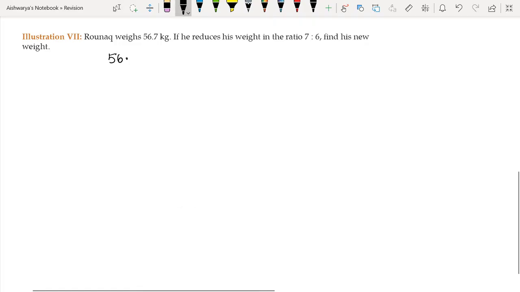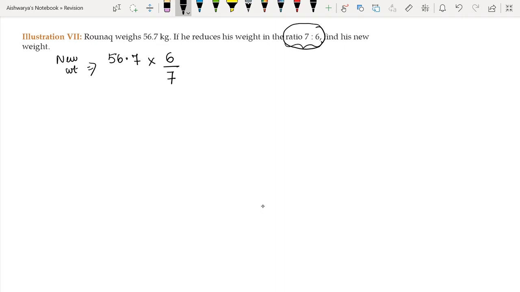See, the weight of this person is 56.7. He reduces his weight in the ratio 7 is to 6. Look at how the ratio is given. It is given as 7 is to 6. Now find his new weight. So the new weight will be, you have to multiply 56.7 into, how would you multiply? Anybody wants to say? Yes, we'll multiply with 6 by 7. Whenever it says reduces, the expression is always given like this. The greater number first, the smaller number later. But when we multiply, this is how we will multiply, 6 by 7.